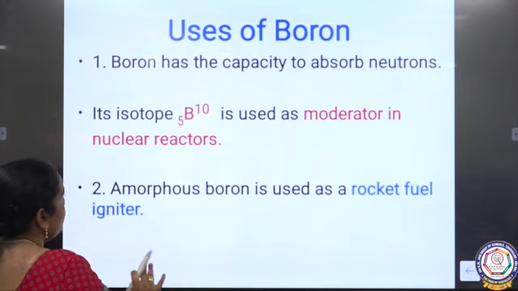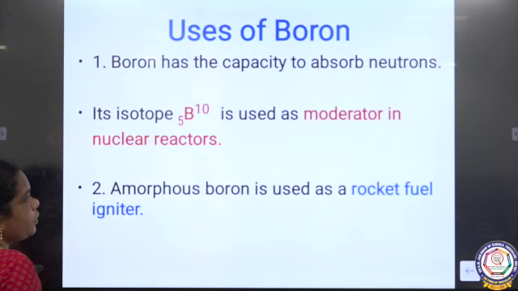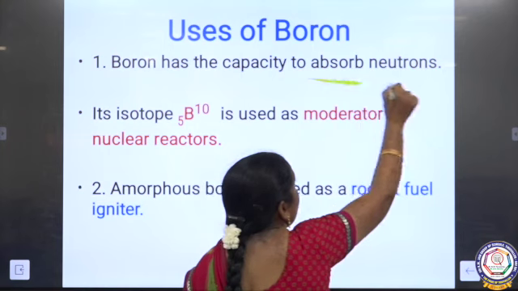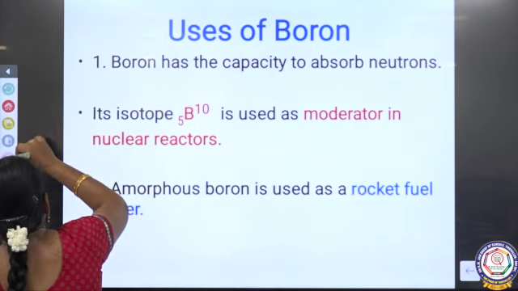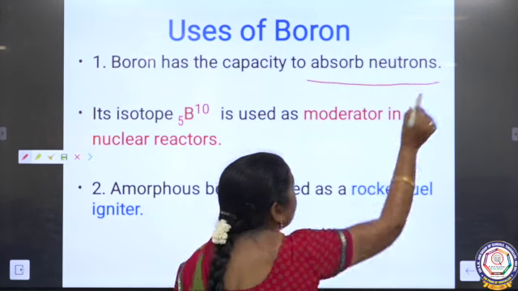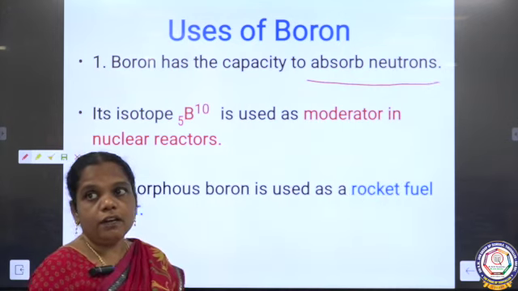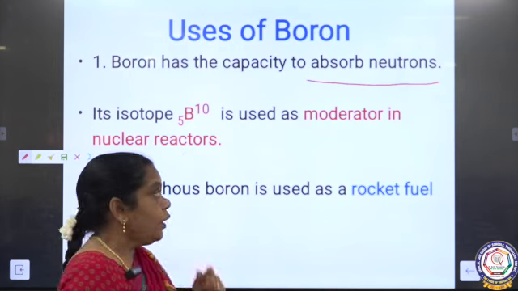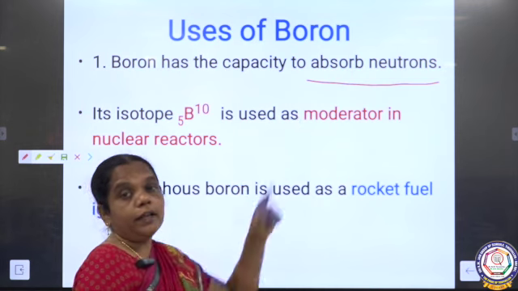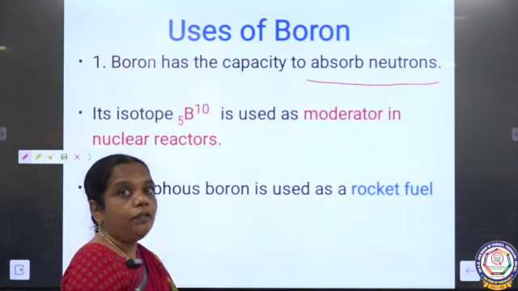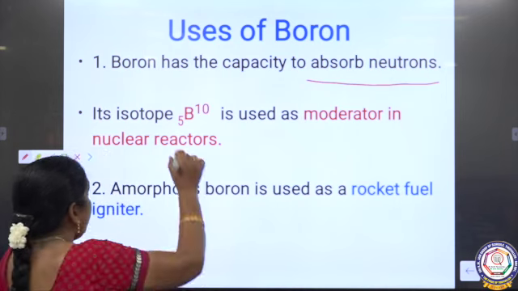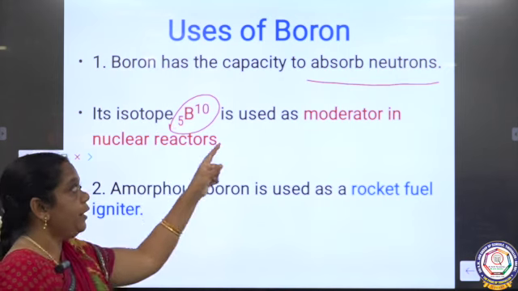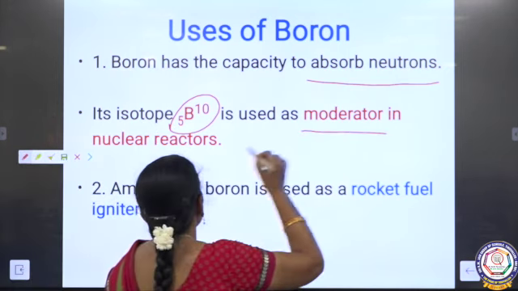Next, we are going to see the uses of boron. Boron can be used as an absorbent of neutrons. Nuclear reactions are very fast reactions and they emit neutrons, so boron absorbs them to control the nuclear reaction. Boron is helpful in absorbing neutrons.